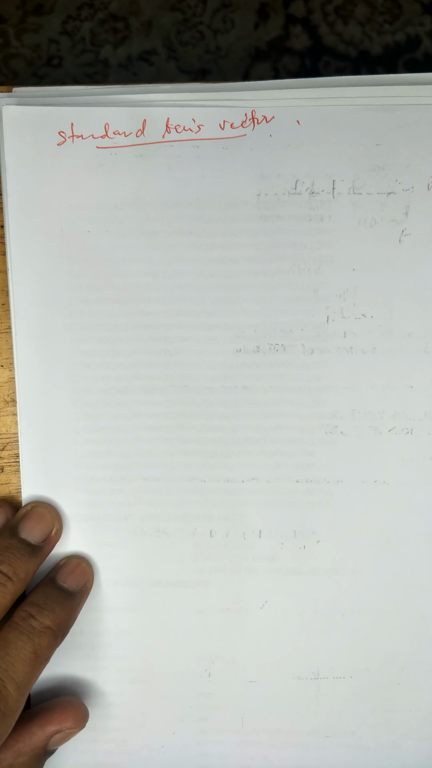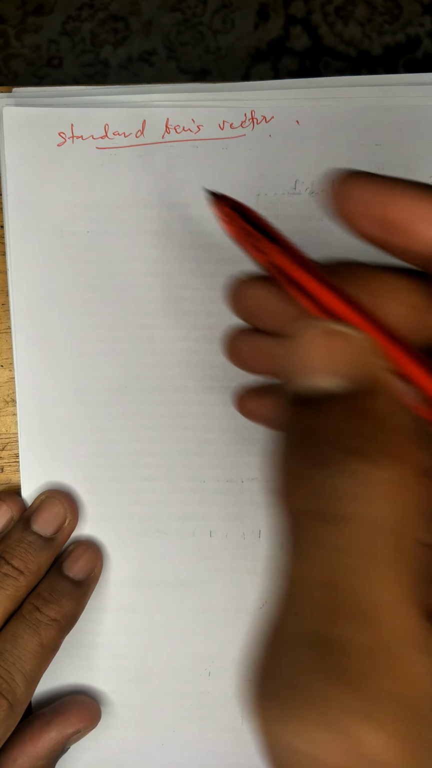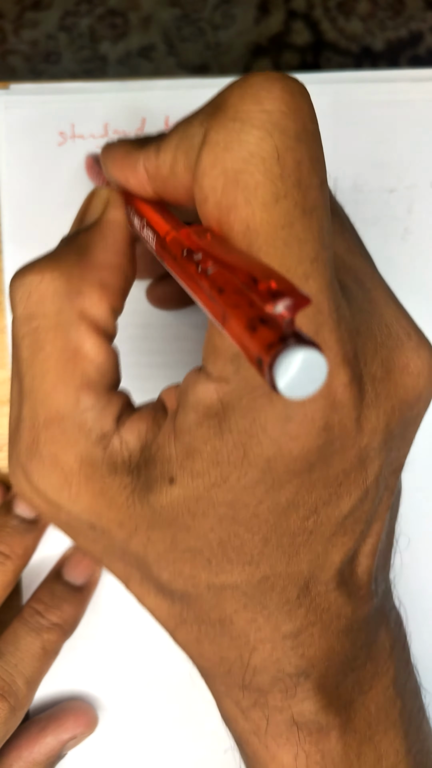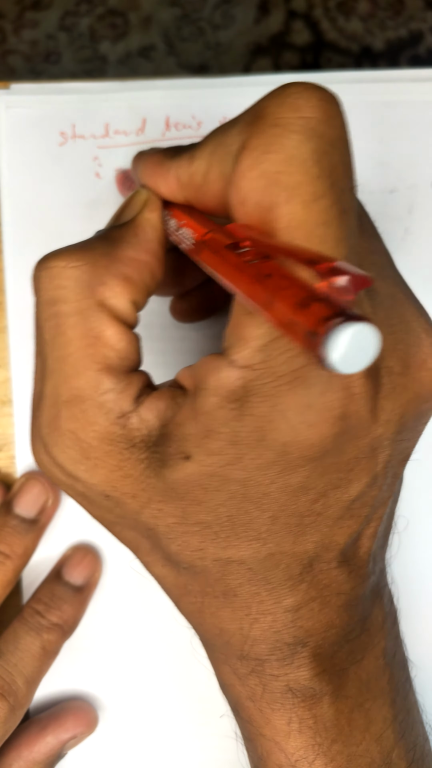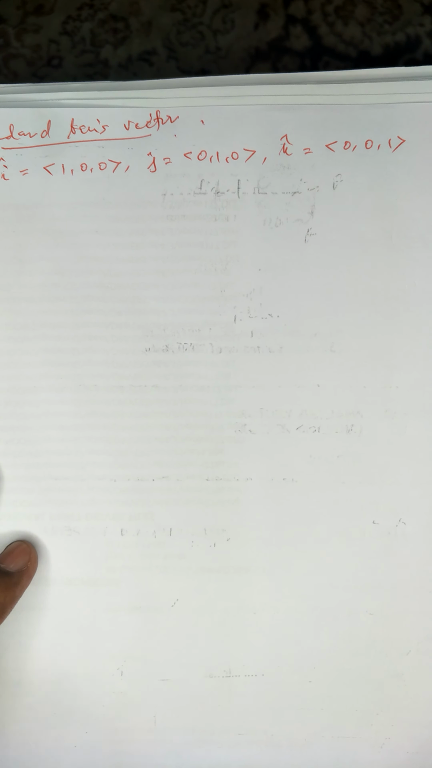First thing, what is a basis vector? Normally we denote it as vector i, that is (1, 0, 0), j is (0, 1, 0), and k is (0, 0, 1). This is the standard basis vector in the space.